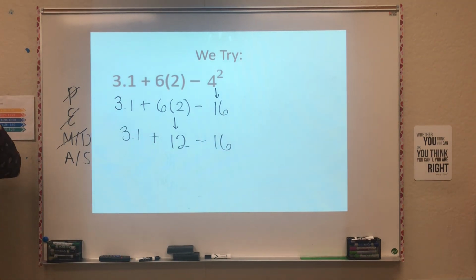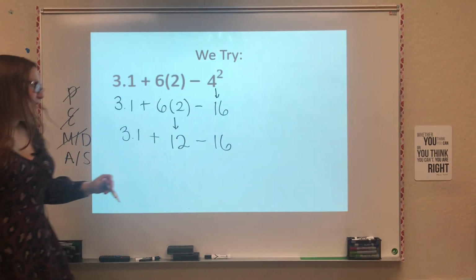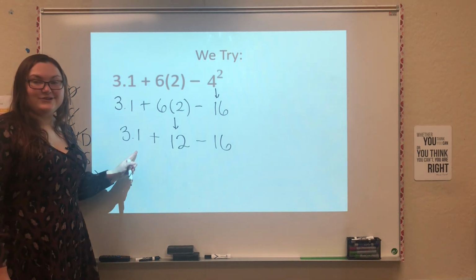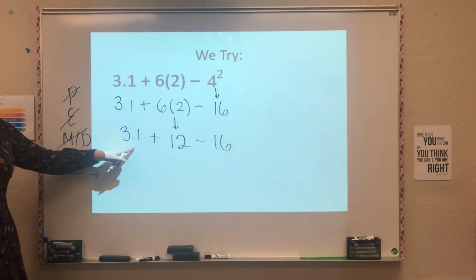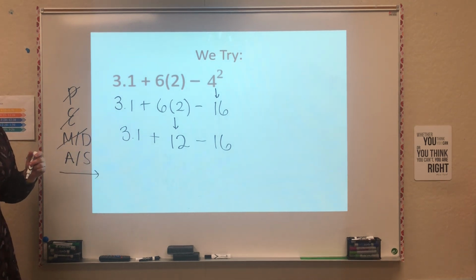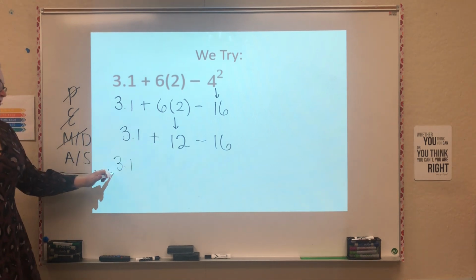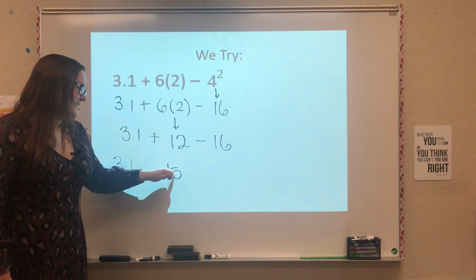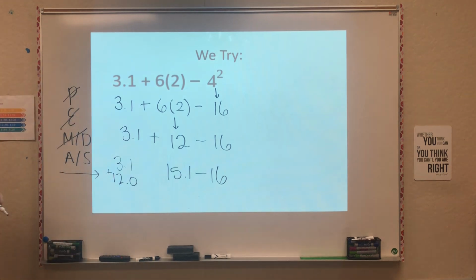Our last one is add and subtract. Remember, if you have both, like we do here, you wanna go from left to right. So in this problem, I'm gonna start with my addition. 3.1 plus 12, remember if you're adding decimals, think of both as a decimal. So this is like 3.1 plus 12.0. That's going to leave me with 15.1. So we get 15.1 minus 16.